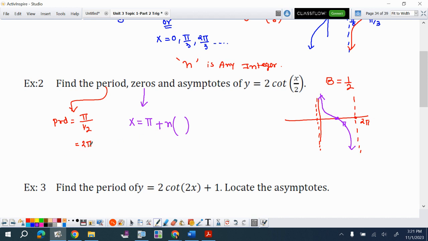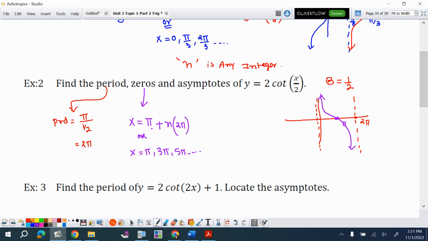So what is the period? The period is 2 pi. These are your zeros, which means the first 0 is at pi, the next one is pi plus 2 pi, or you can say x is equal to pi, the next is pi plus 2 pi is 3 pi, after that is 5 pi, and onwards.